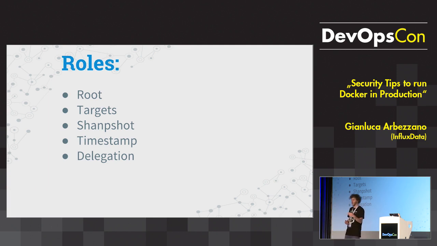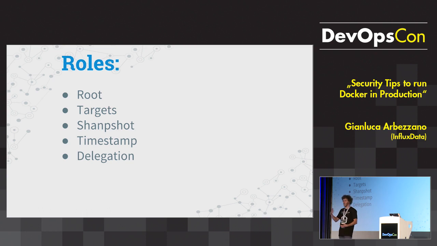Target, snapshot, timestamp, and delegation are other roles that you can use. For example, target is usually checking that your package is the package that you're looking for. The snapshot is more concerned about versioning. It means that every tag is signed with the snapshot, and every time that you release a new tag, it also has a timestamp key and a timestamp signature.